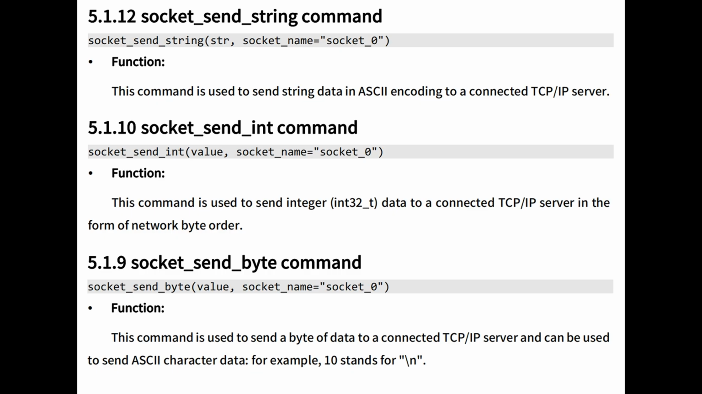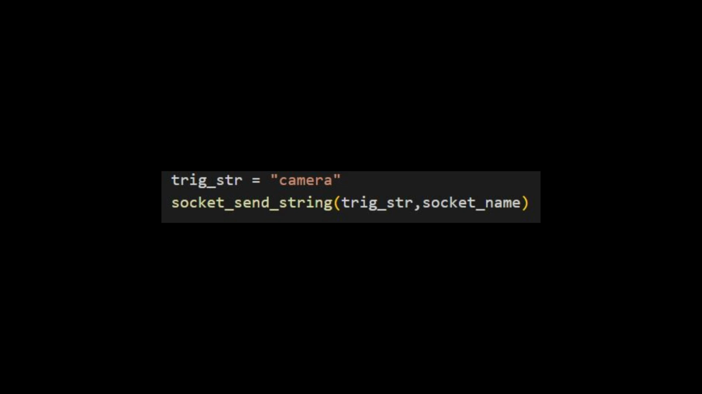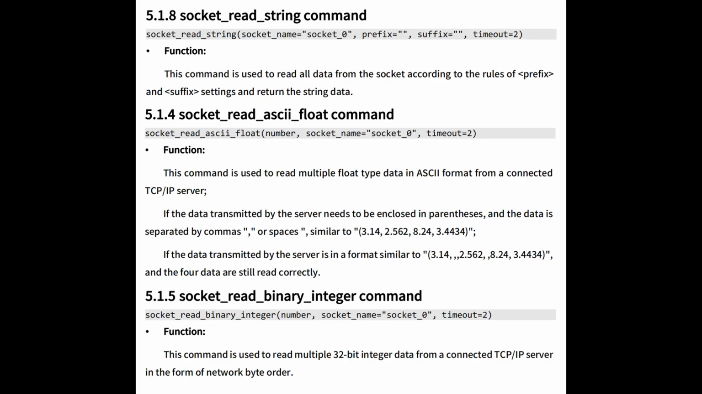After the communication is built, the robot needs to send certain messages to the camera to take a photo. Different cameras might require a different type of message. It could be an integer, a string, or a specific structure of data. To meet all possible requirements, the CS robot has different types of message sending instructions built in. In this example, sending the string camera to the camera controller can trigger photo taking and start the data analysis process. After data analyzing is done, we use socket read instructions to obtain the calculation results from the camera.